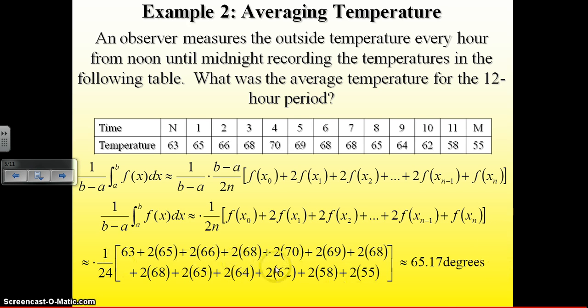Please make sure that it does on your calculator. If it does not, try dropping that 2. I don't remember if I dropped it or not when I did the calculation. But know that the 2 should not be on the 55.